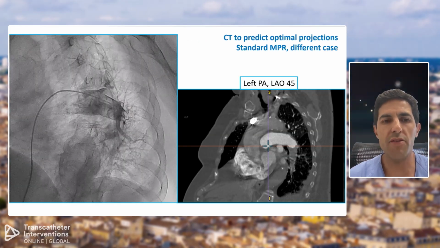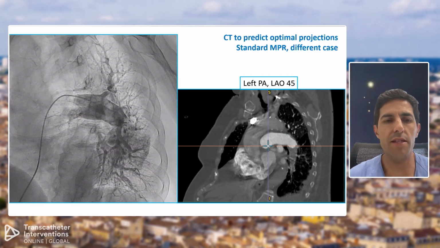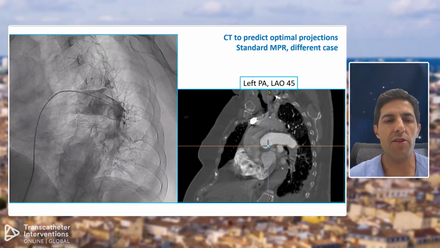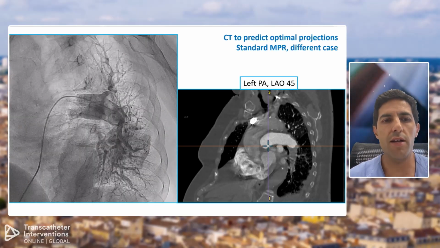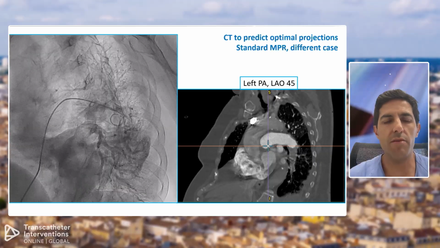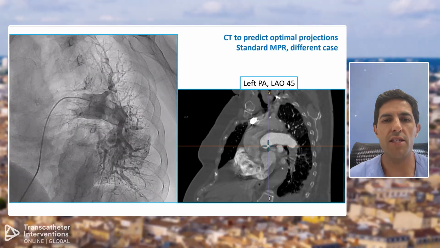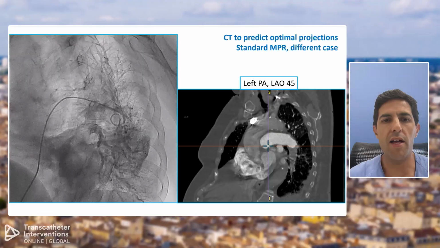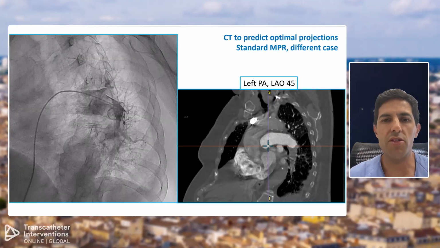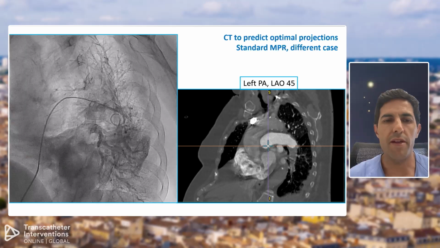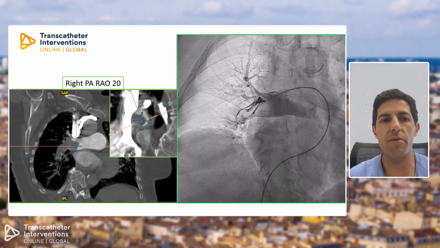So this patient was selected for intervention, and this is something that we are currently doing. We are no longer doing angiograms in the studies. What we are doing is working with the CTs, and you can just with the MPRs look at the projections that you are going to need, and you can have very similar findings on the angiogram. So we are no longer doing baseline angiograms.